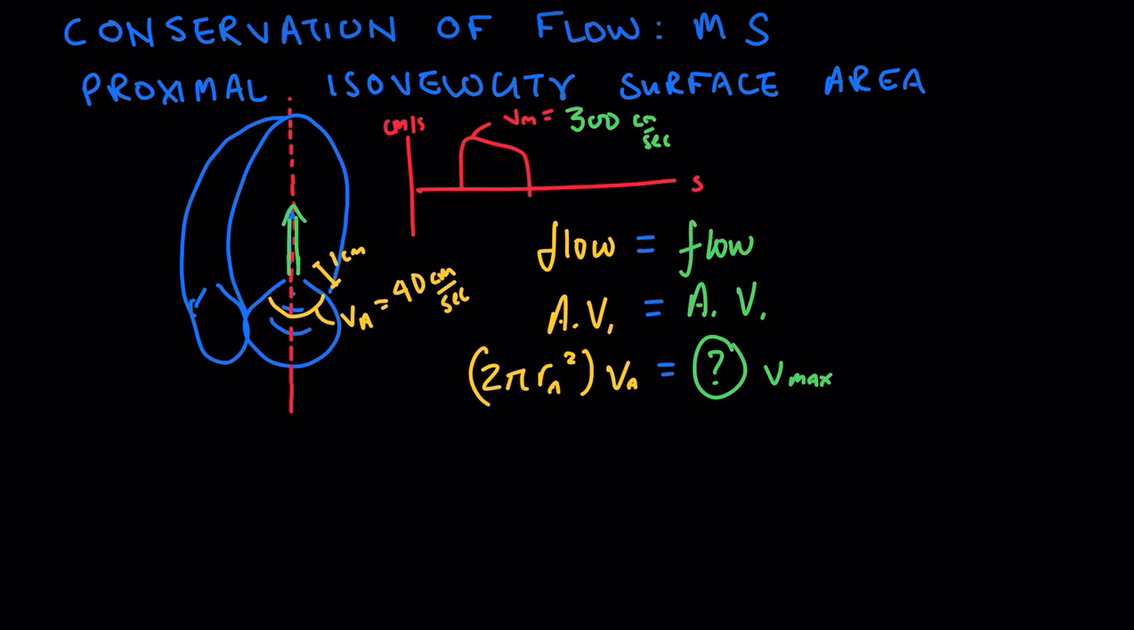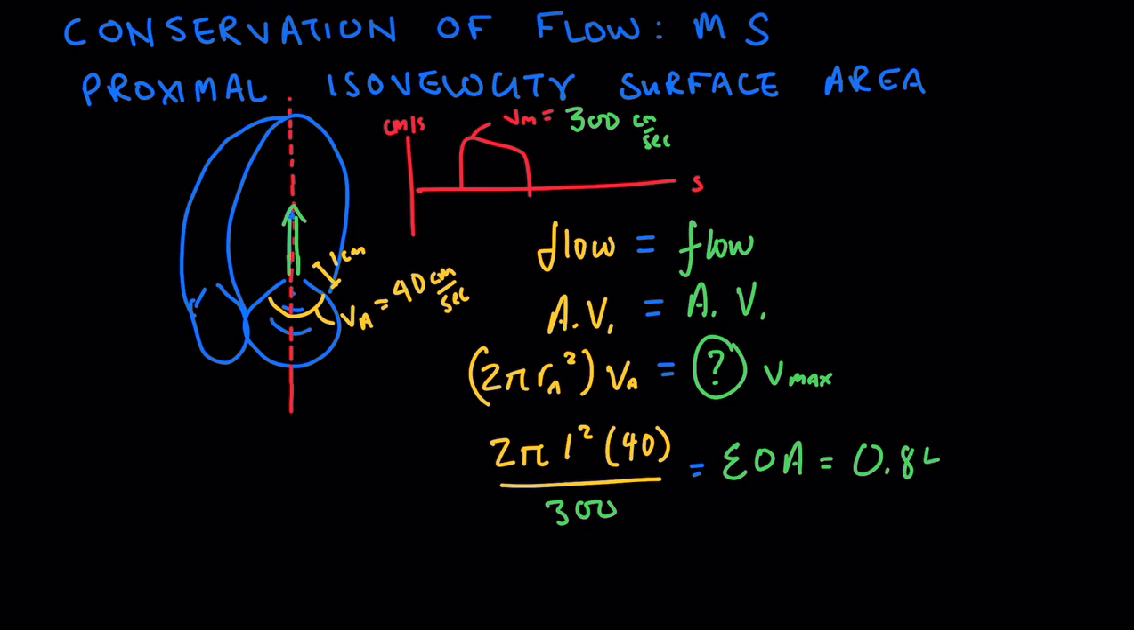So let's plug in some numbers here. We have 2 pi, I said the radius is 1, so 1 squared, and I said that the aliasing velocity was measured at 40 centimeters per second, divided by our Vmax, which is 300 centimeters per second. That will give us our effective orifice area, or the unknown, which is 0.84 centimeters squared. That is how much this stiff mitral valve is opening up, and that would correspond to a severely stenotic mitral valve.